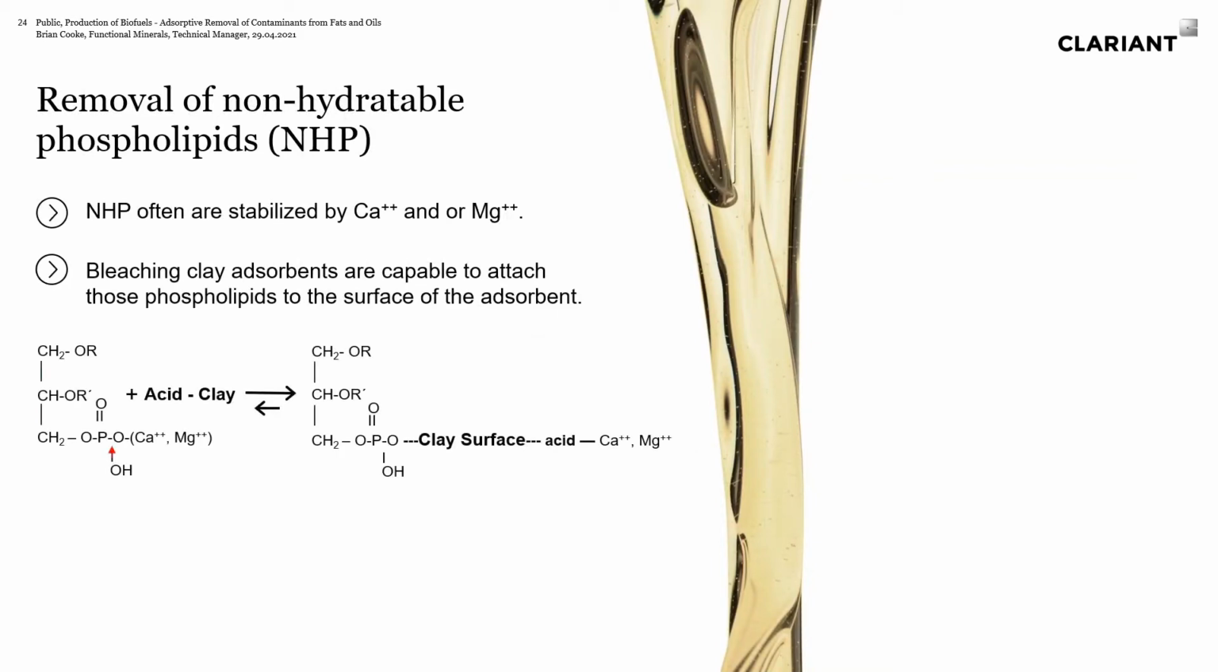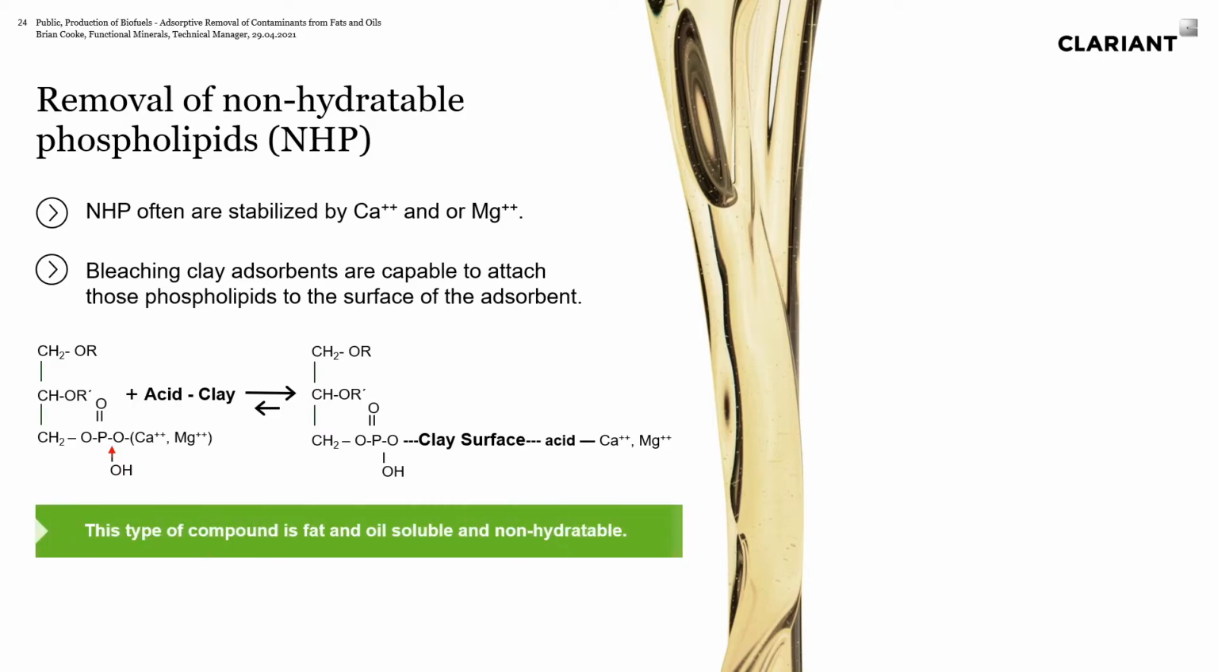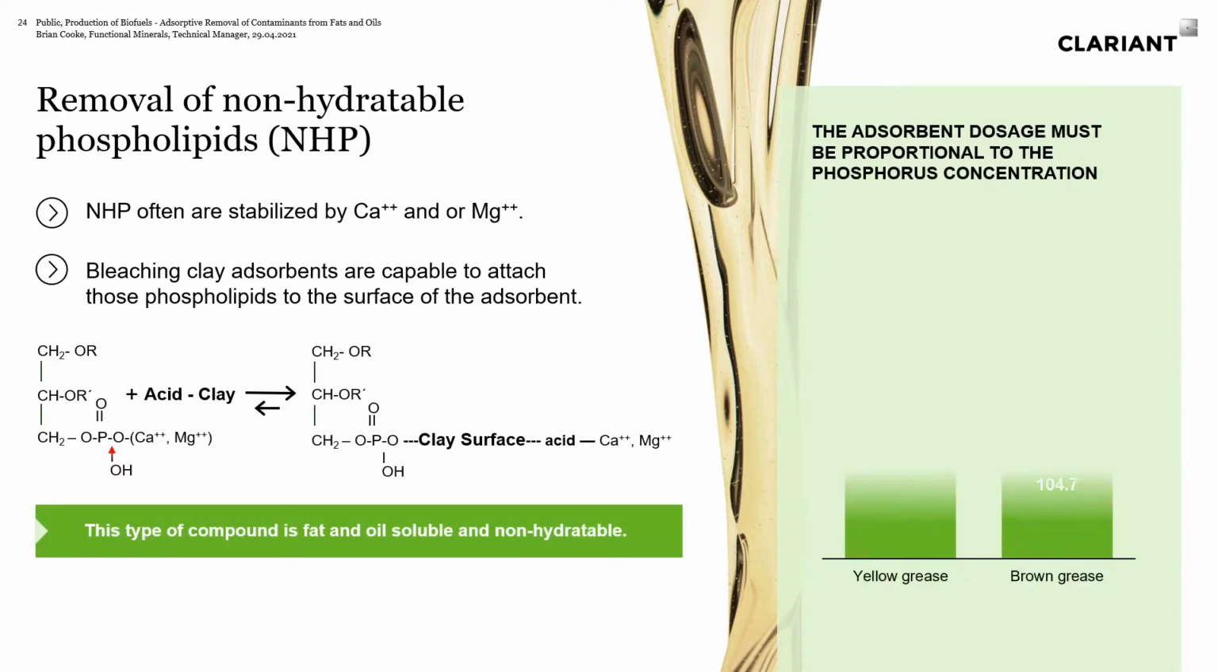So looking at the non-hydratable phospholipids, they're often stabilized with calcium or magnesium. You can see the process here on the left. You have the phospholipids interacting with the acid clay. They get bound to the clay surface, and then they're filtered out so they never reach the catalyst and damage the catalyst.